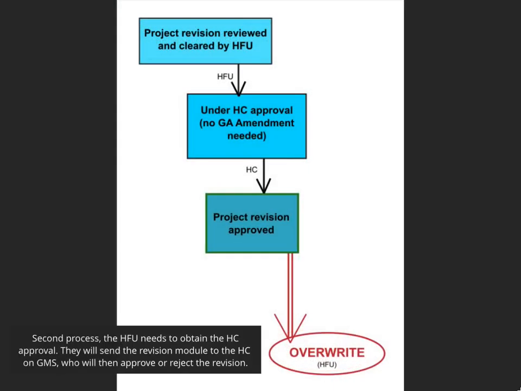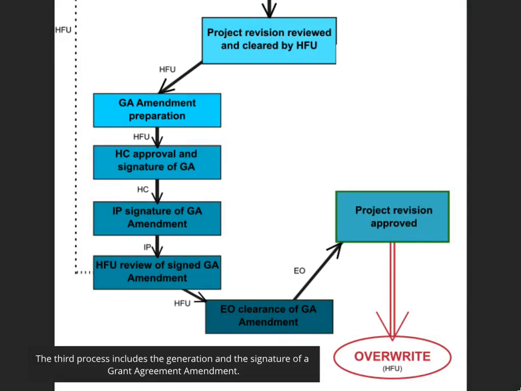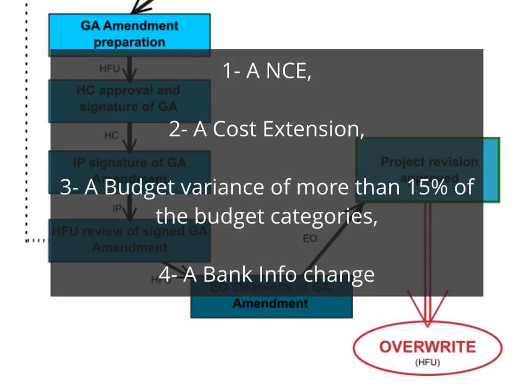Second process, the HFU needs to obtain the HC approval. They will send the revision module to the HC on GMS, who will then approve or reject the revision. The third process includes the generation and the signature of a grant agreement amendment. A GA amendment is necessary in the following 4 cases: a no cost extension, a cost extension, a budget variance of more than 15% of the budget categories, and a change of the bank information.